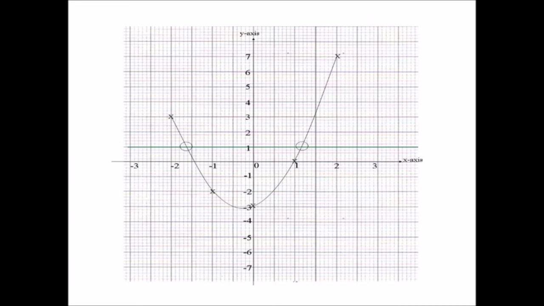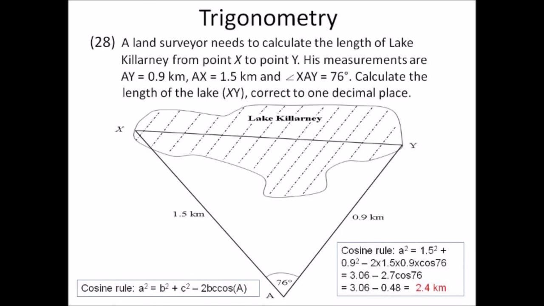28, trigonometry. So you have to use the cosine rule. Just put your numbers in. The cosine rule, and use a calculator. Cosine of 76 times the back part, and you'd end up with an answer of 2.4 kilometers for the length of the lake. Okay, so once you know what rule to use, then it depends on what they give you. If they give you two angles, then use the one with angles. If they give you the one angle and two sides, then use the one with the one angle and two sides.